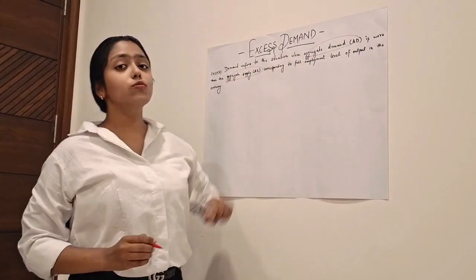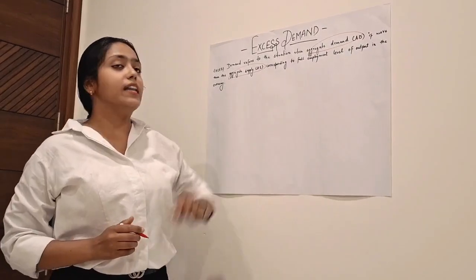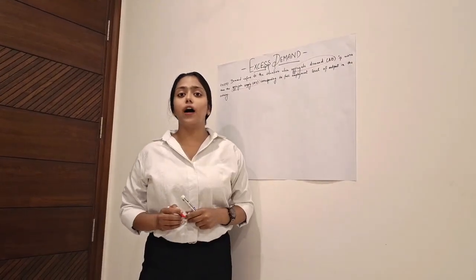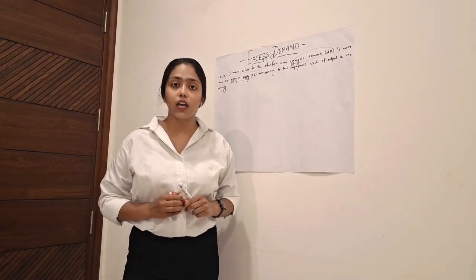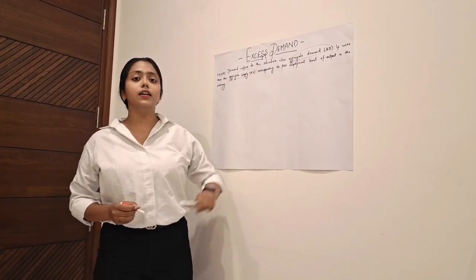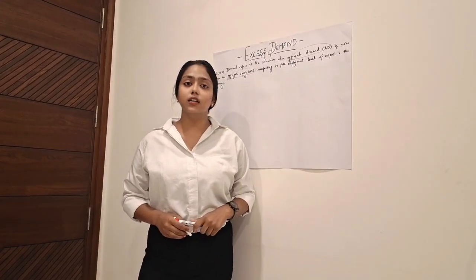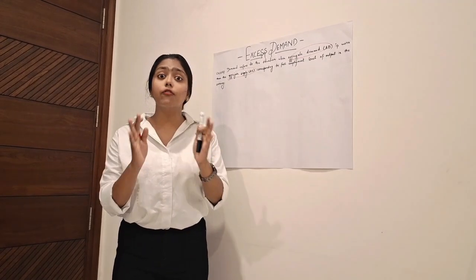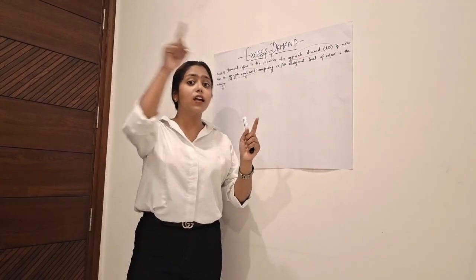So this definition includes two main terms, that is aggregate demand and aggregate supply. Now what do these two terms refer to? Basically, aggregate demand refers to the demand for final goods and services in an economy. If I am talking about aggregate demand, I am not talking about the demand of a single consumer. I am talking about the demand for final goods and services in an economy.